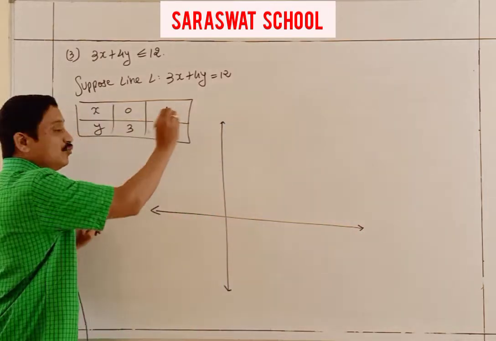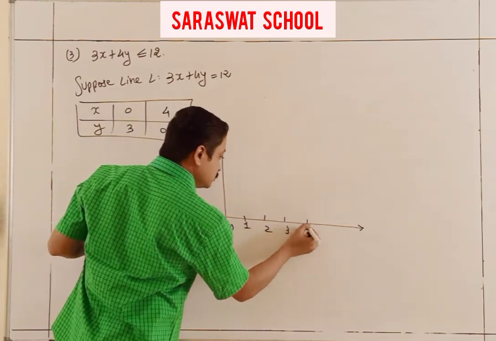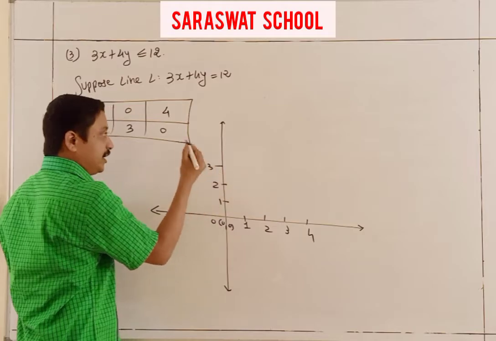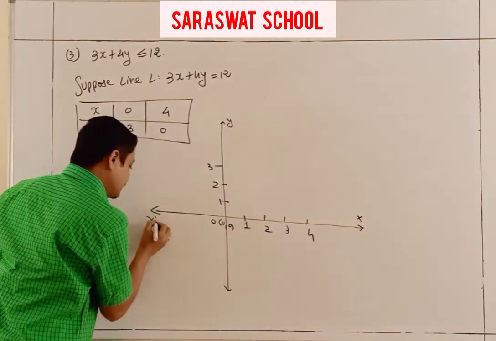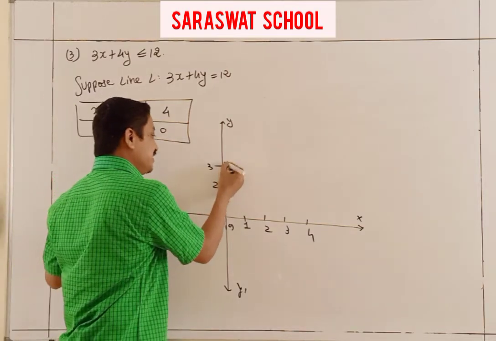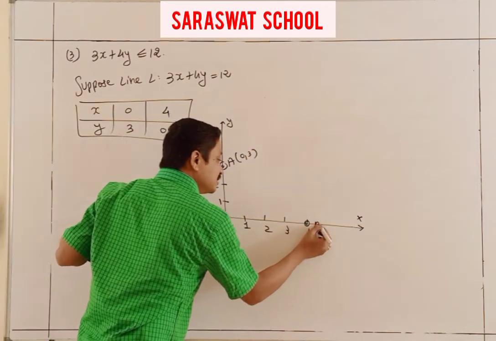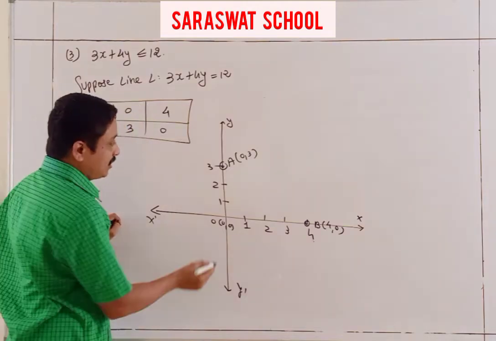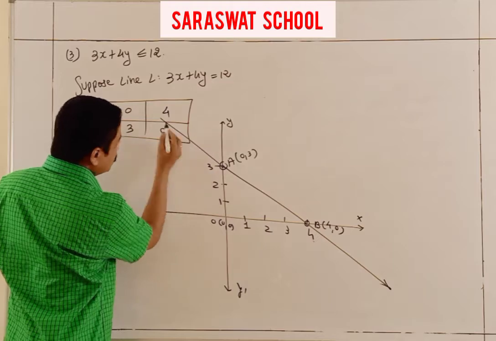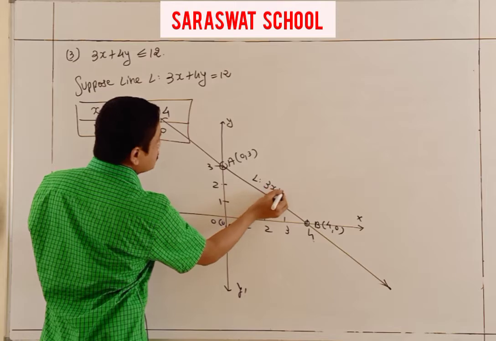X goes up to 4 points, origin here: 1, 2, 3, 4. Y is maximum 3 here: 1, 2, 3. Y axis, x axis, X dash, Y dash. Now x0 by 3 will be here, your first point A, and 4, 0 is the second point B. And you can join A and B, and that's your line.